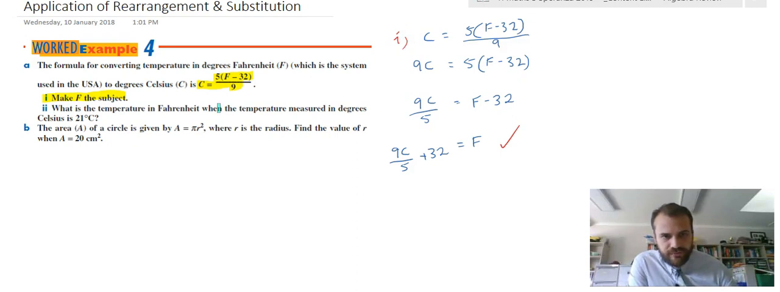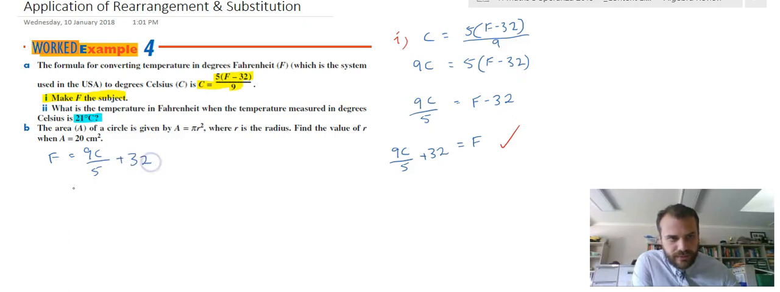What is the temperature in Fahrenheit when the temperature measured in degrees Celsius is 21 degrees? So because we've rearranged this, we can substitute 21 for C, and then we'll find out what F is. I'm just going to rewrite this just so that F is on the left. I feel a little more comfortable with that. F equals 9C over 5 plus 32. Now, I'm substituting 21 for C.